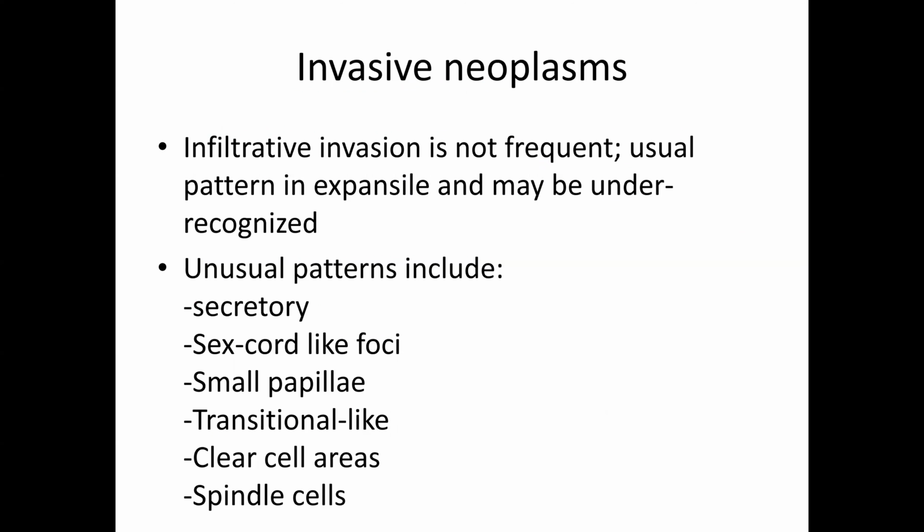Fortunately, you won't see those borderline tumors very often, so that's not a problem that's commonly encountered. The invasive neoplasms typically do not have an infiltrative pattern of invasion, but usually it's more of an expansive and therefore potentially under-recognized invasion. You can have a variety of variants, from secretory to spindle cell, with papillary and sex cord-like lesions, all within the intermediate realm of possibilities with these invasive neoplasms.